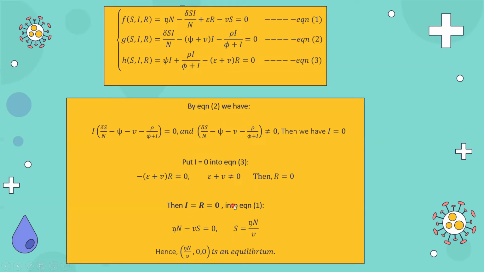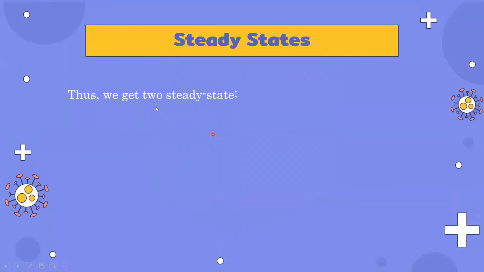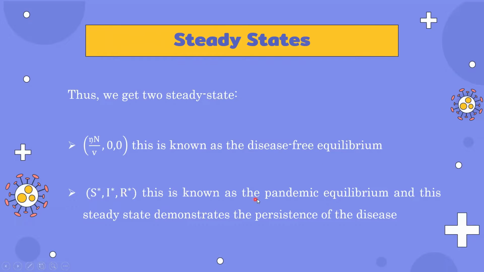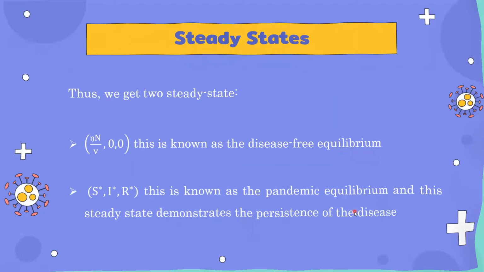This I and R substitute back into equation 1, and you will obtain an equilibrium. This is the equilibrium. So what equilibrium is this? Thus we get two steady states. The first one is this one, just now we calculated, known as disease-free equilibrium. The second one is this one. This is known as the pandemic equilibrium, and this steady state demonstrates the persistence of the disease.